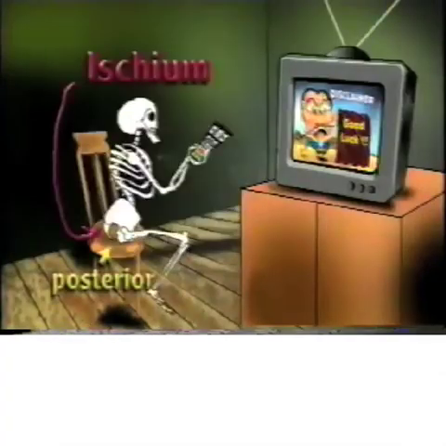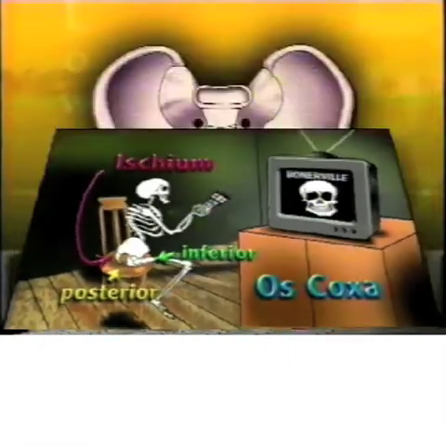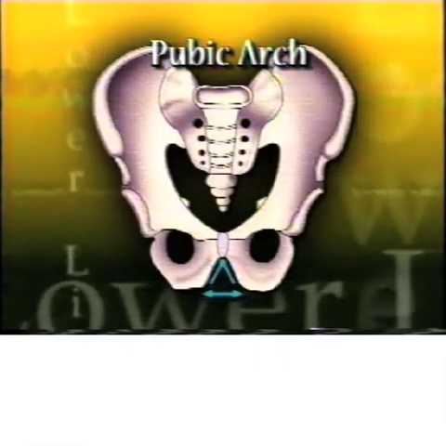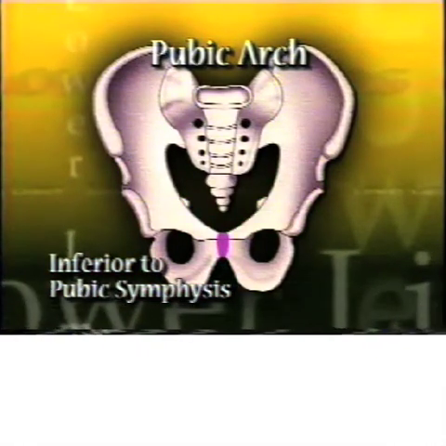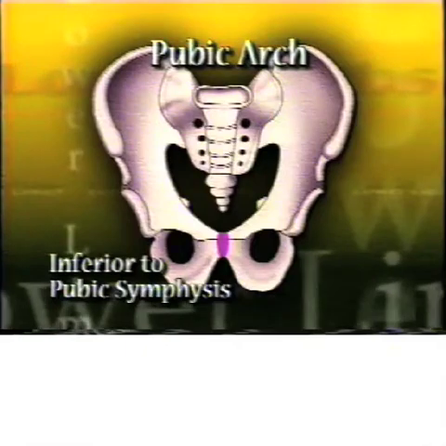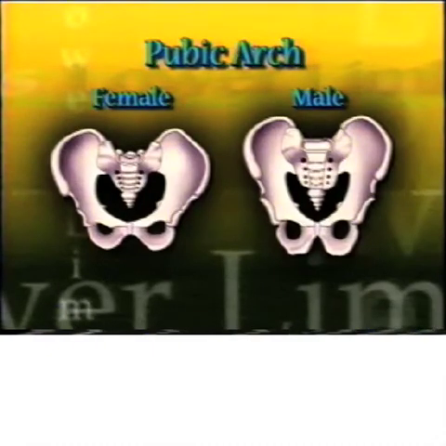This ischium is the bone you sit on when you sit. Now the pubic arch is the angle between 2 pubic bones. It is inferior to the pubic symphysis, a joint that connects the 2 pubic bones. But don't worry about joints now. We'll talk about them later. The pubic arch can be used to identify a person's sex.